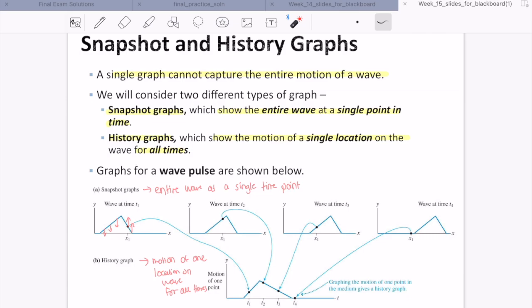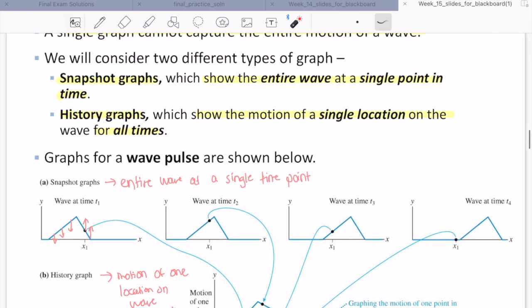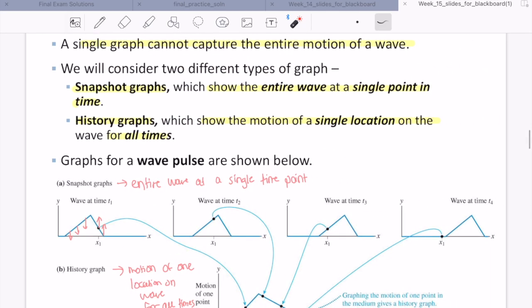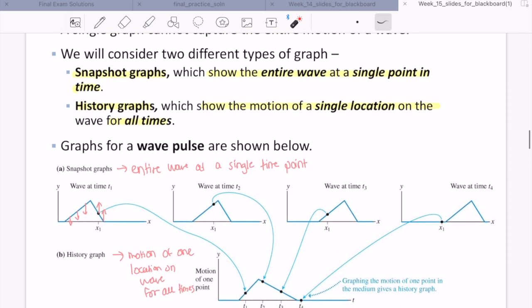Snapshot graphs show us the entire wave at a single point in time, right? It shows us the behavior of the wave at a specific instant in time. So as time increases on a snapshot graph, what you see is the propagation of the entire wave itself, the behavior of the wave as you increase in time.